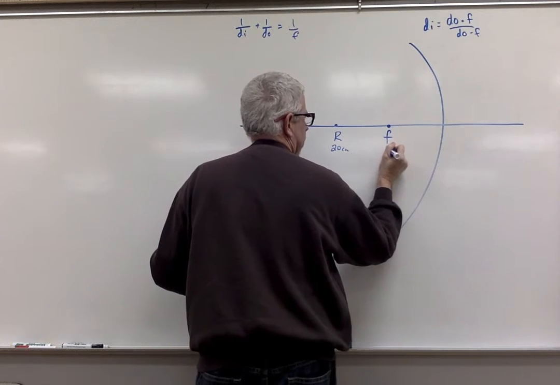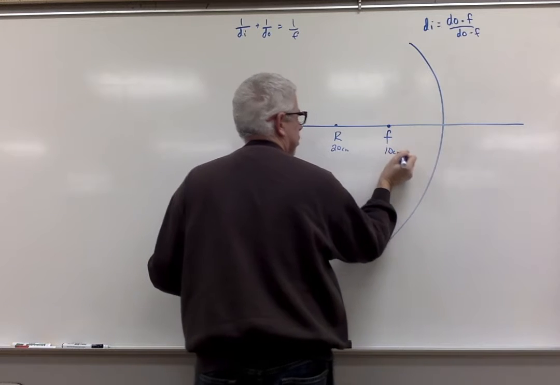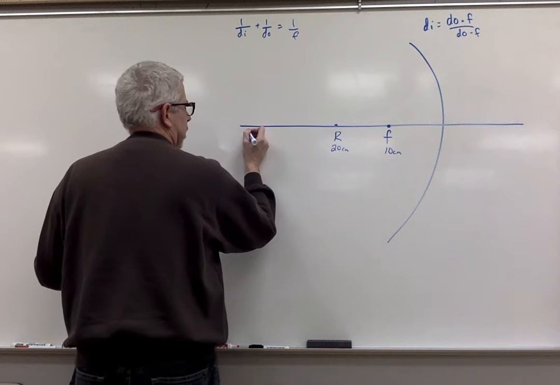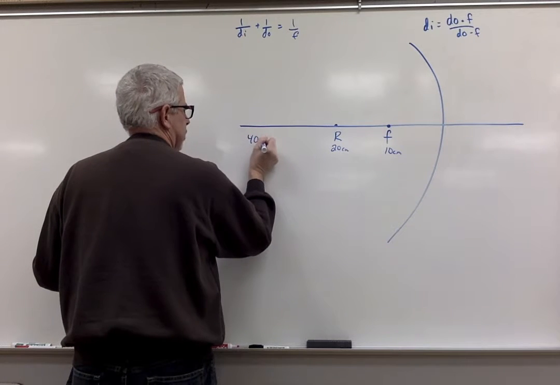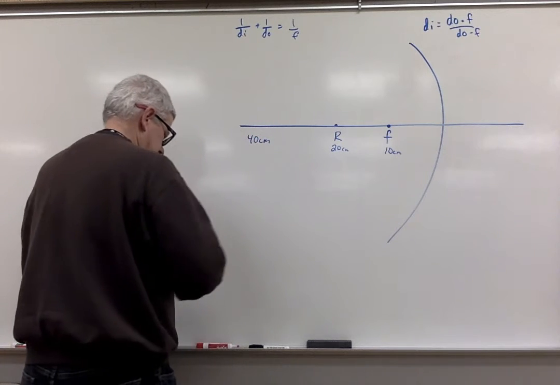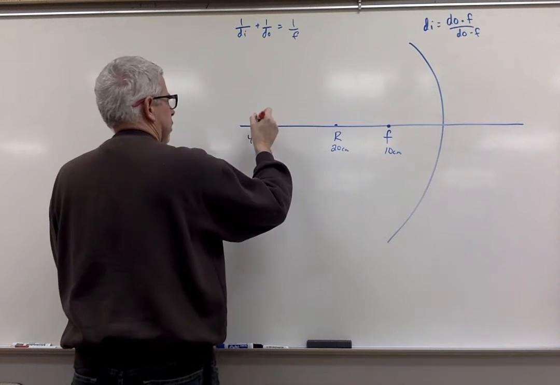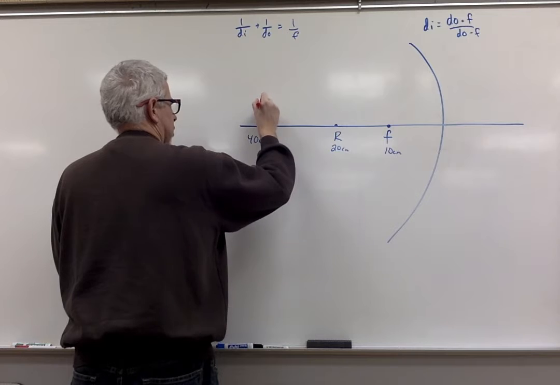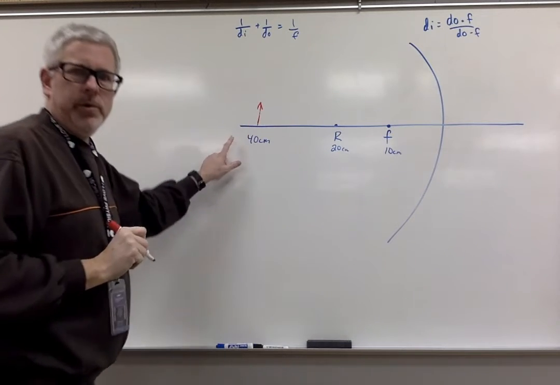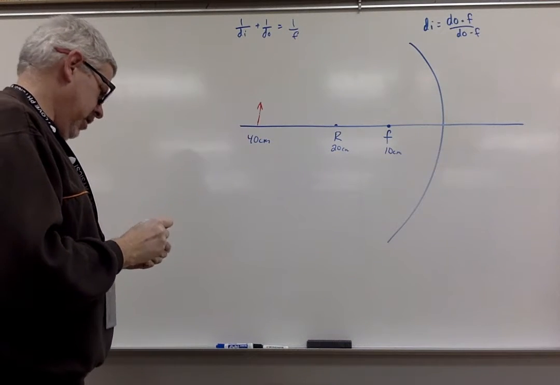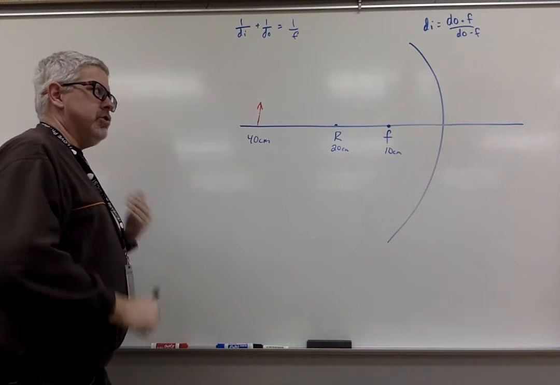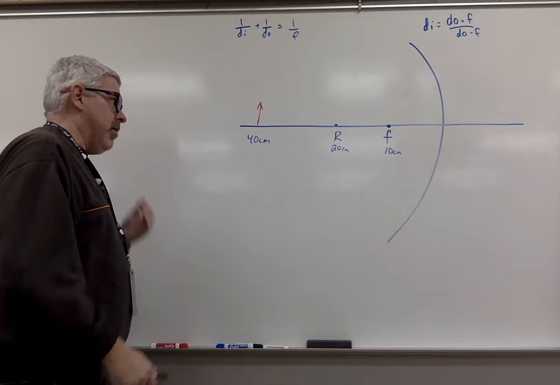And this focal length is 10 centimeters. And now let's say I'm going to have an object here that's going to be 40 centimeters away. I have no idea what these really are. So that's my object. It's an arrow. It's going straight. It's upright. So I'm going to draw a couple of crucial rays. There's 2 or 3 rays we could draw.